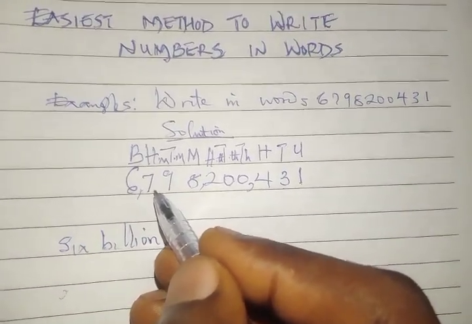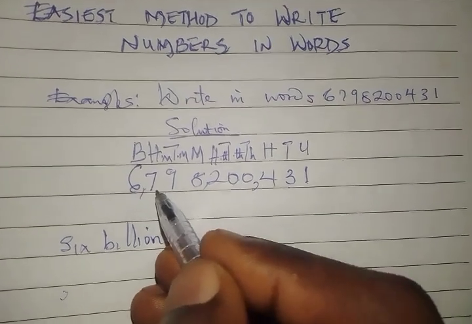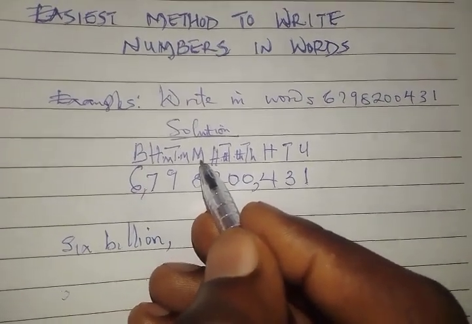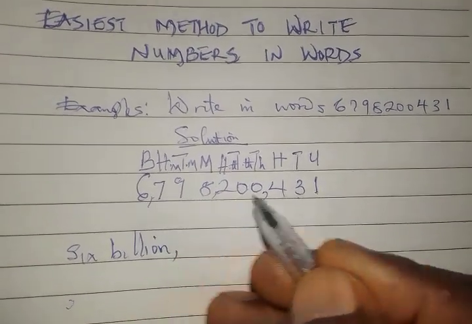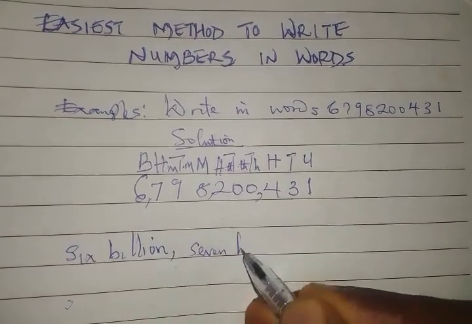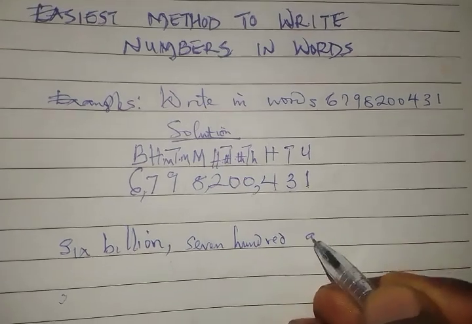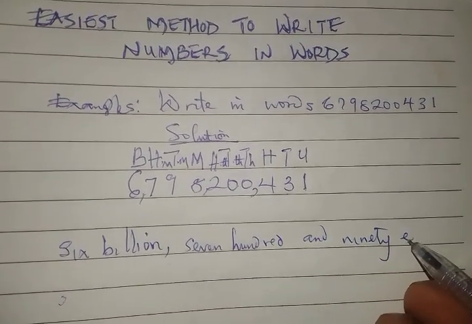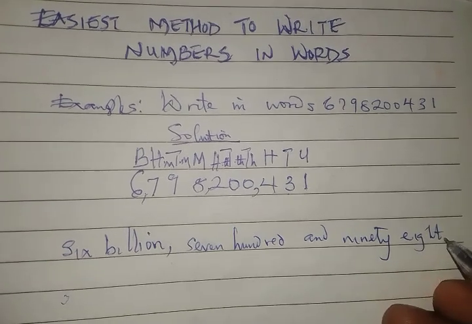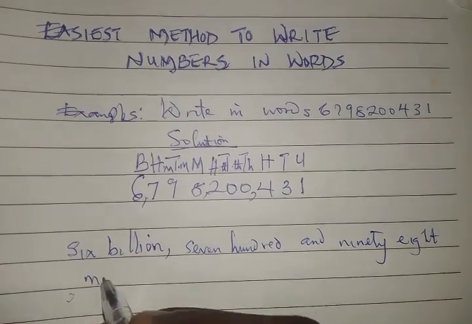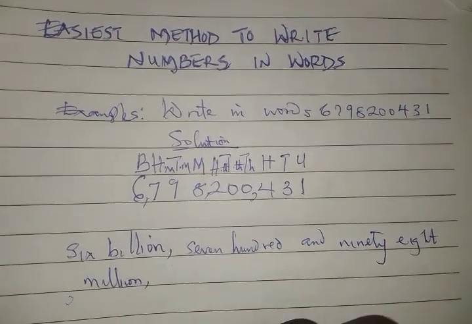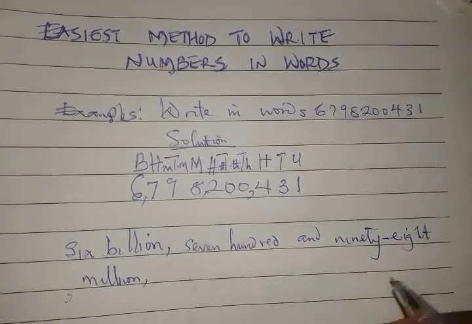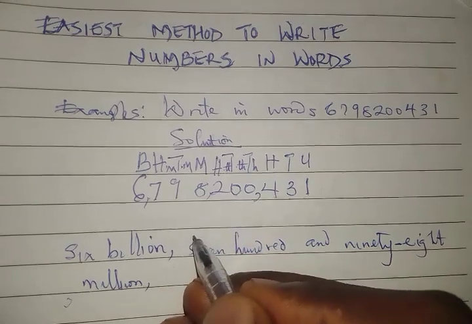I'll take that again. So if this is 798, what is above 8? Million. So I will then say 798 million. Then you put your comma. So 798 million, I put my comma.